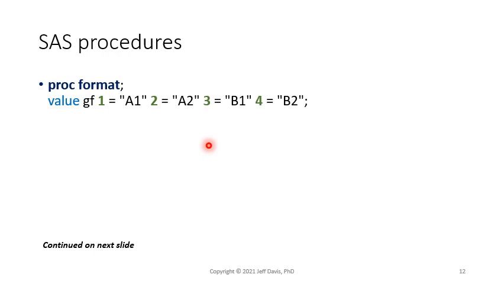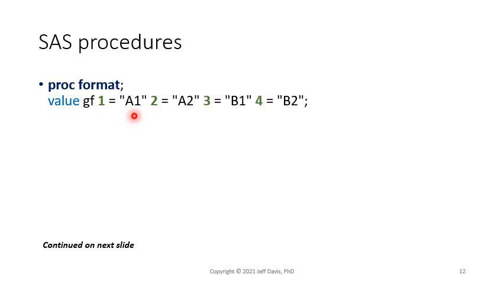All right. So we have our proc format statement. We want to set up a format called GF, so group format. For a value of 1, we want SAS to label that group A1.